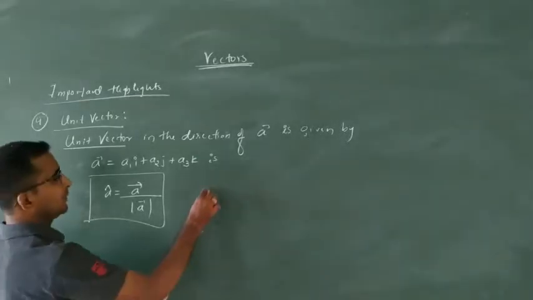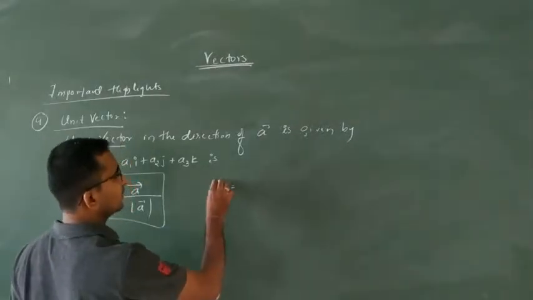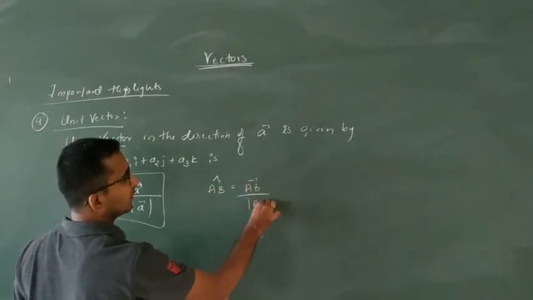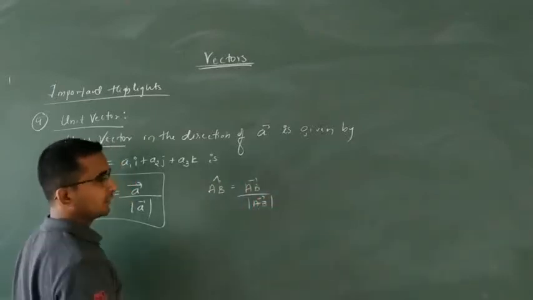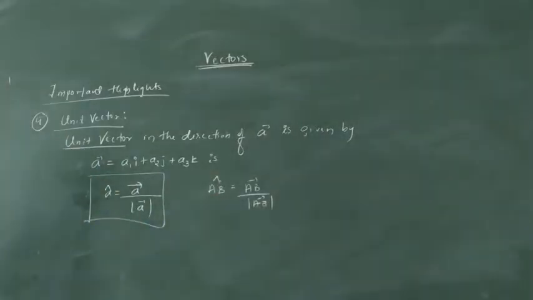So you are going to find the unit vector in the direction of vector AB. That is, AB cap is nothing but vector AB divided by mod of vector AB. So this is the unit vector in the direction of vector AB. Like that we have to find. Okay? So these are the very important highlights that you have to study.